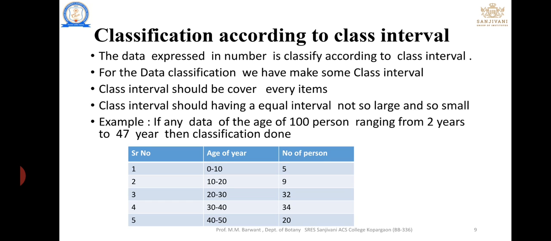Simple concept. Classification, for example, if the data of 100 persons ranges from 2 years to 47 years. The first process for classification according to class interval is that data are expressed in numbers. After expressing them in numbers, we make equal class intervals, but the class interval should not be too large or too small. For that purpose class intervals are made, and classification is easily done on the basis of class interval.